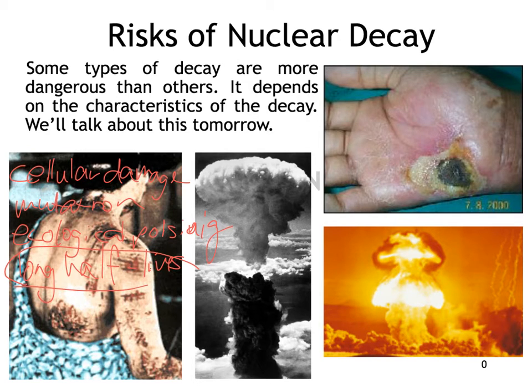And other risks of nuclear decay, they can get kind of strange and political, but nuclear power has a lot to do with wars and terrorism. So for instance, nuclear power plants are terrorist hotspots. They're like terrorist targets.